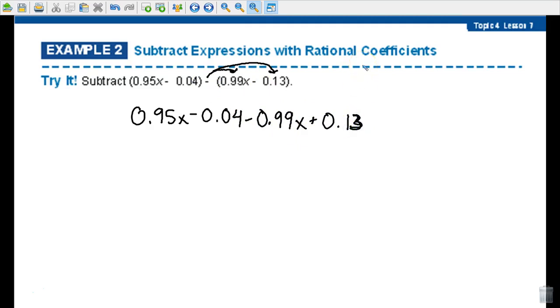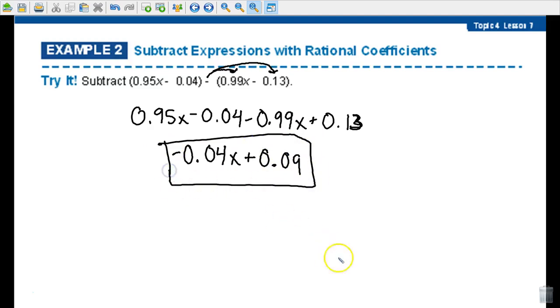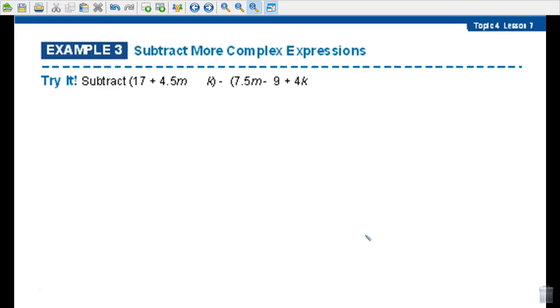That's a 13. Please don't make fun of me. Okay, I tried my best. So 0.95 minus 0.99. If you need a calculator, you need a calculator, whatever. I do not. It ends up being negative 0.04x. Okay? Negative 0.04 plus 0.13 ends up being positive 0.09. Okay? No like terms, cannot combine anything. Done. Very easy once you understand it. Once you get the hang of it, you can do it all the time. Okay. Example 3, try it.